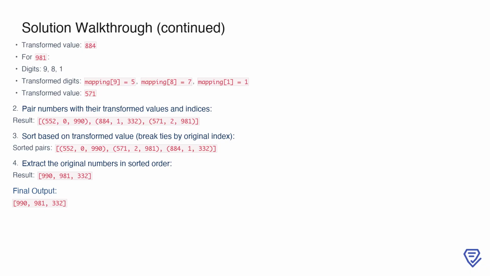Next, we sort these pairs based on the transformed values, breaking any ties by using the original indices. After sorting, the list becomes (552, 0, 990), (571, 2, 981), (884, 1, 332). Finally, we extract the original numbers from these sorted pairs to get the result, 990, 981, 332. This is the output of the example.